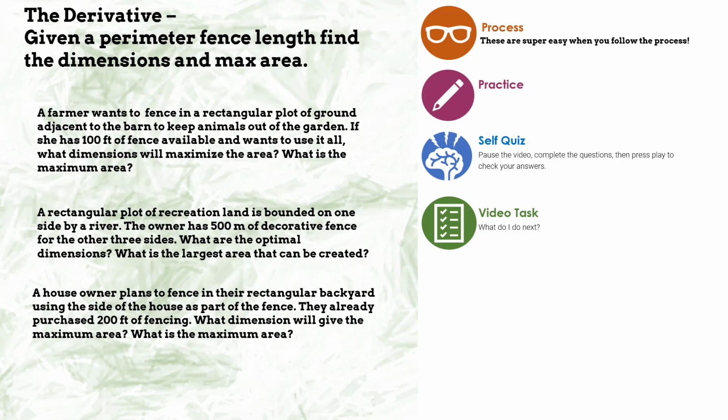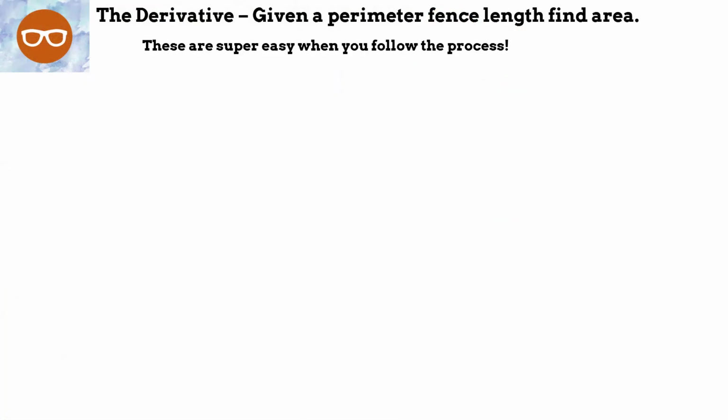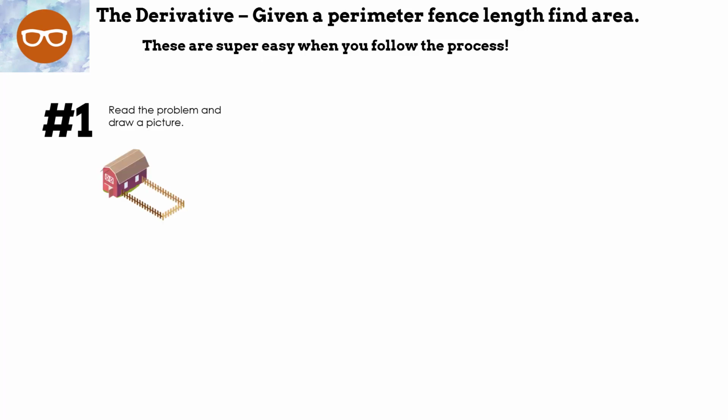Let's look at the process. Once again, these are super easy when you follow the process, okay? But there's a lot of parts. The first part is you need to read the problem and draw a picture. A lot of students will read the problem but skip drawing the picture. Trust me, this is really going to help you. Number 2, label the sides or the fence of the picture.